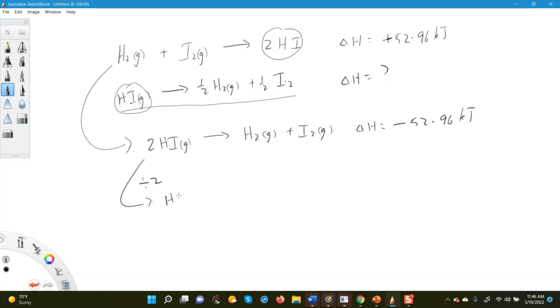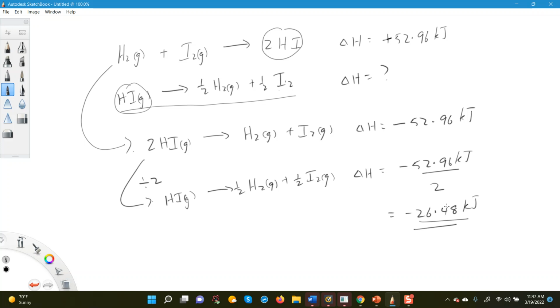So HI gas to give half H2 gas plus half I2 gas would be the resulting equation when we divide all the coefficients by 2. Delta H for that is going to be equal to minus 52.96 kilojoules divided by 2, right? So minus 52.96 divided by 2 gives you minus 26.48 kilojoules. And that would be how that is done. All right, so that's basically how we solve that particular problem.